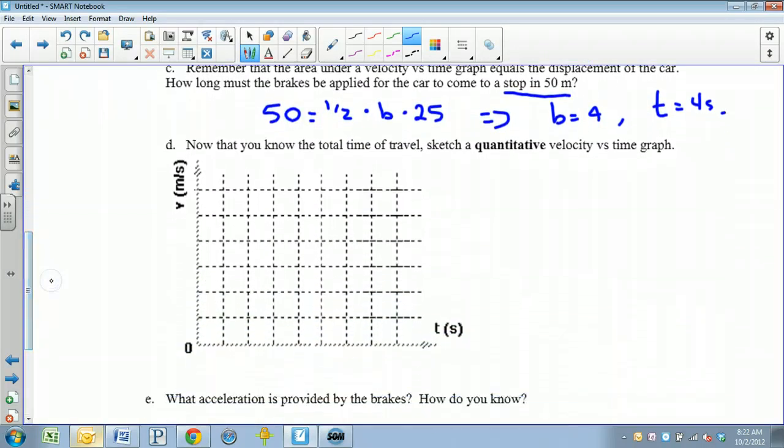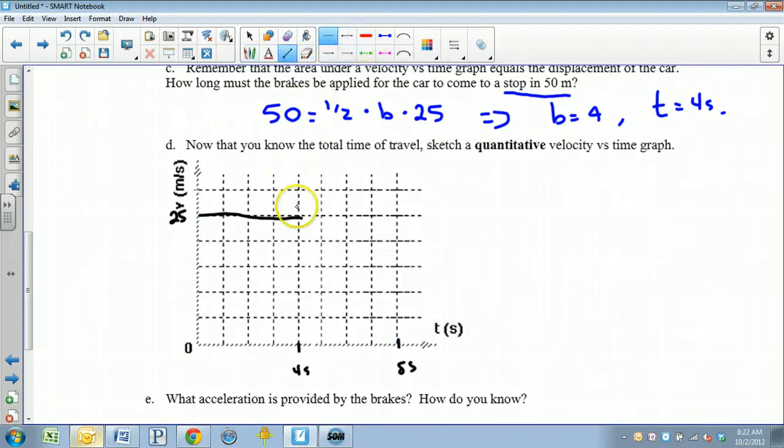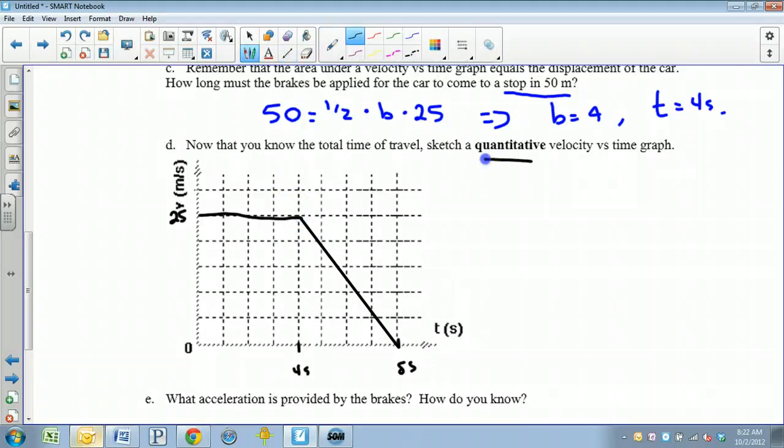Okay. Now we know the time of travel, so we can sketch a quantitative velocity versus time graph. So let's go with each of these being 5. So 5, 10, 15, 20. Here's 25 right here. And we're going to go across for 4 seconds. Here's 4 seconds. And then here's 8 seconds. And then during that time here, we're now going straight down to 8 seconds. And so that's our quantitative velocity versus time graph, because we've got 25 meters per second here, 4 seconds, 8 seconds here.